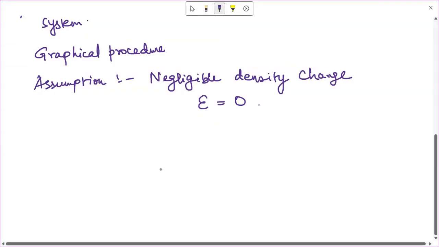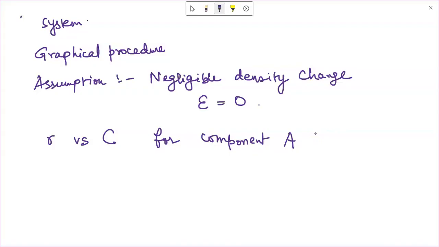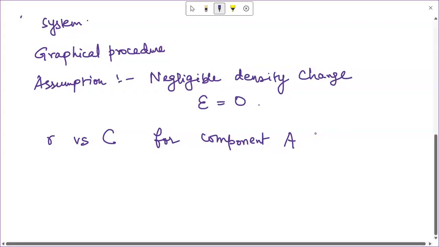For this graphical procedure, we need the reaction rate versus concentration curve for whichever component whose conversion you want to find out. Let me say that component is A. Once we have this data, all we need to do is plot it. But let me first show you how we interpret the plot by writing down the design equations.